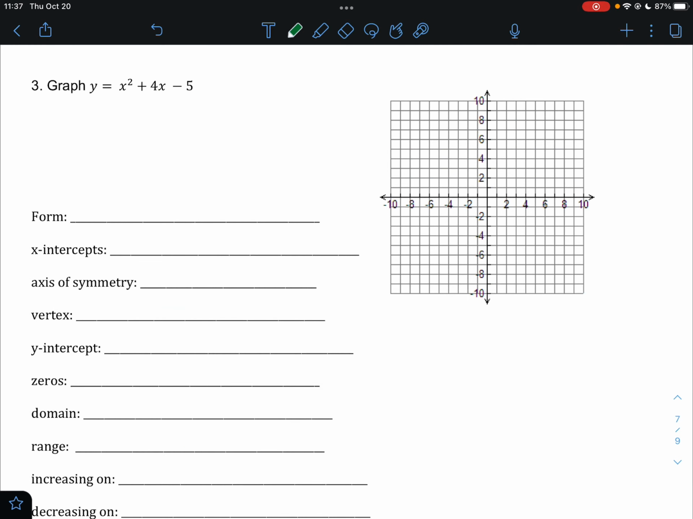Number 3, this is in standard form, which means the easiest thing to find would be the y-intercept. If you put 0 in, you get negative 5 back, so 0, negative 5. I'll plot that right now. All right, the x-intercepts, we can either try to factor or complete the square or use the quadratic formula. But assuming this factors well, which it does, we get our x-intercepts of negative 5, 0, and 1, 0.